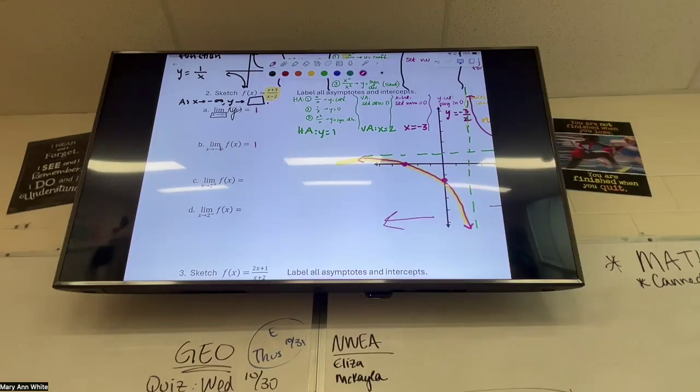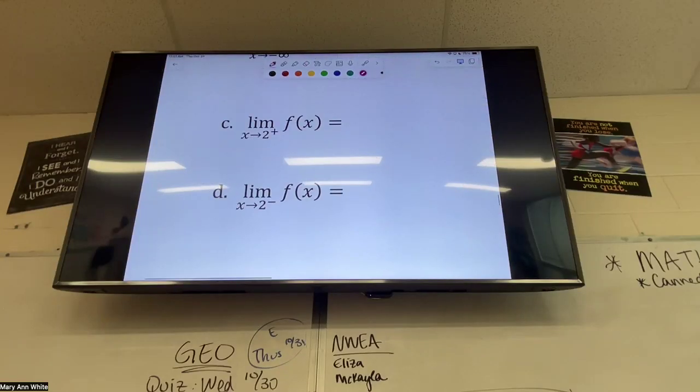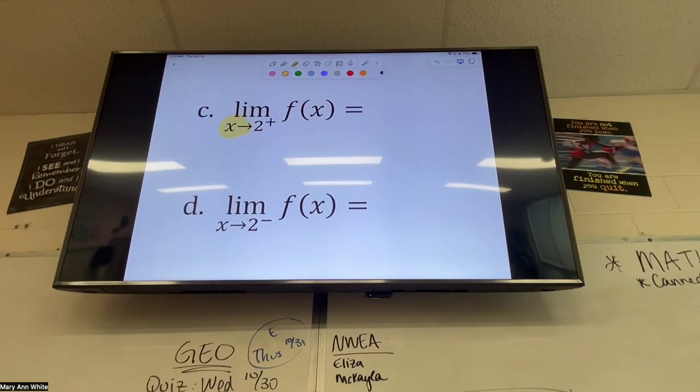Okay. Next, I've got this other notation. This is probably new to us. It's x approaches 2, and then it's got that little plus sign up there. That plus sign means from the right, so we're coming from the right-hand side going towards it. And the negative over here means coming from the left, getting closer and closer to that number. So we're kind of narrowing in on it.